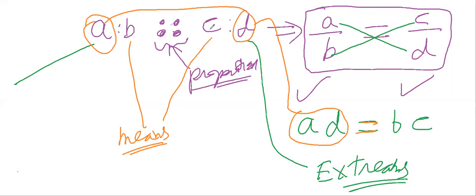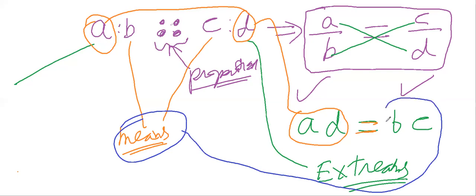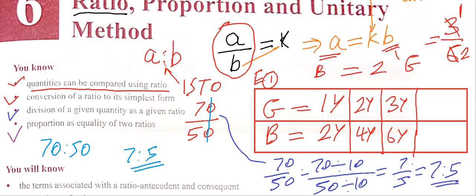Can you see these means, B and C? The product of these is written here. So that is the product of means. So these two are equal.